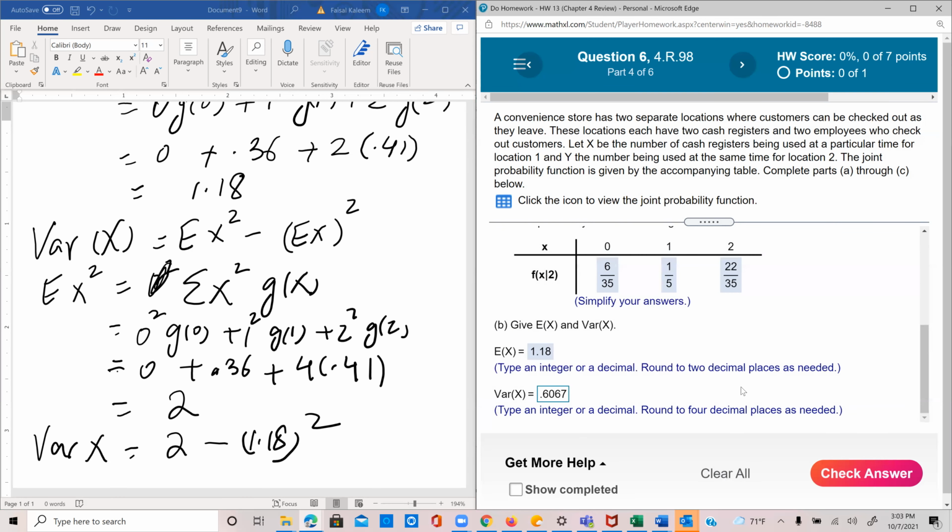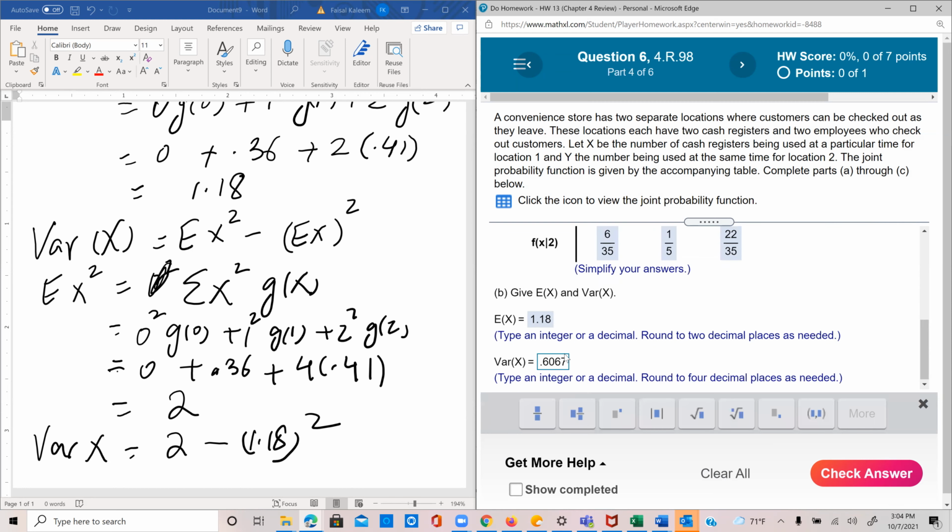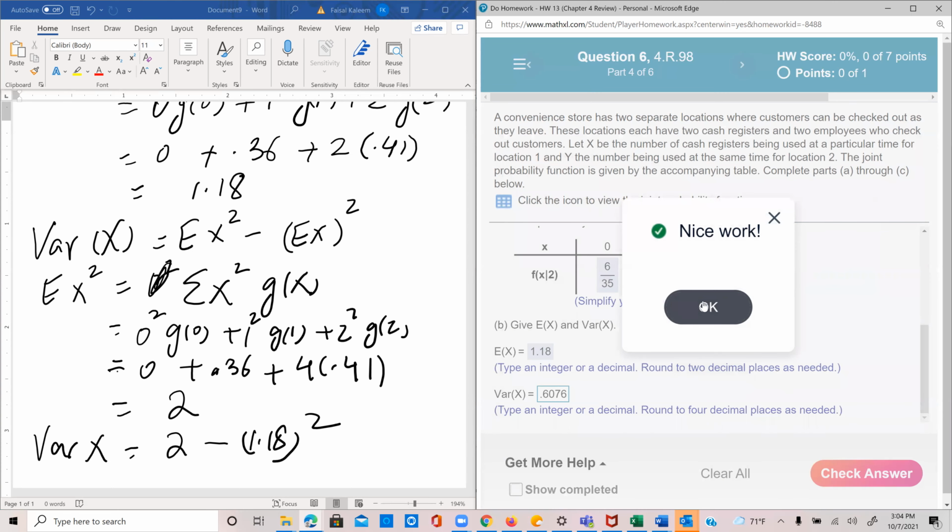Oh, okay. Let me see. So E of x is this. Okay, that's also correct. Round to 4 decimal places. Okay, 0.6076 is what I have. 0.6076.